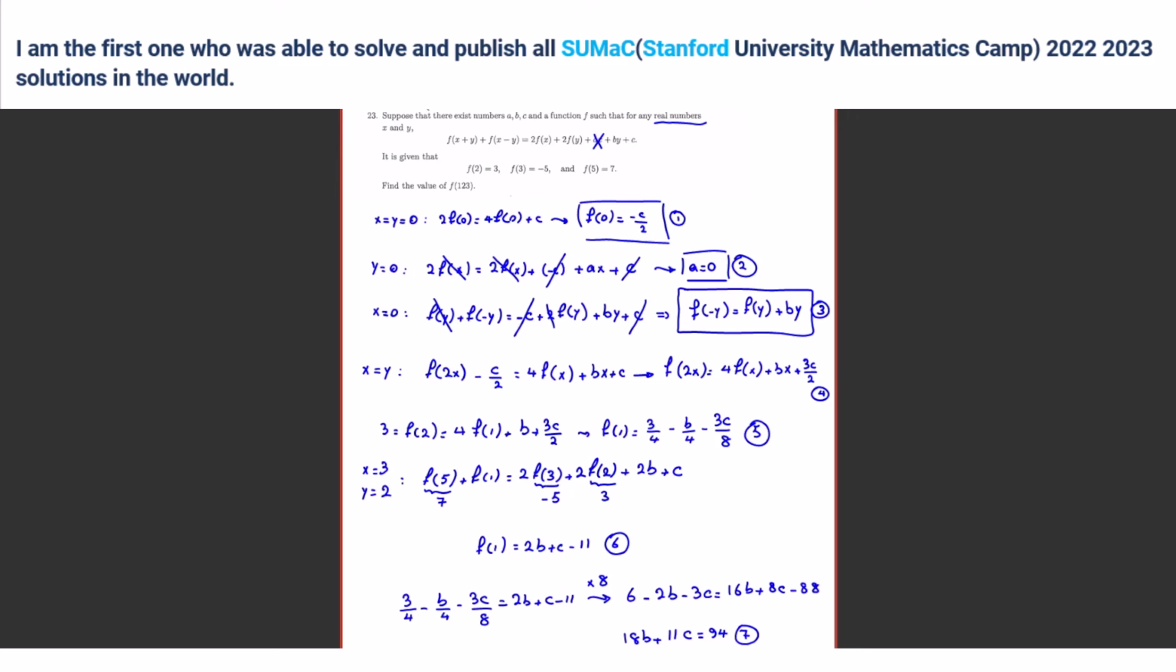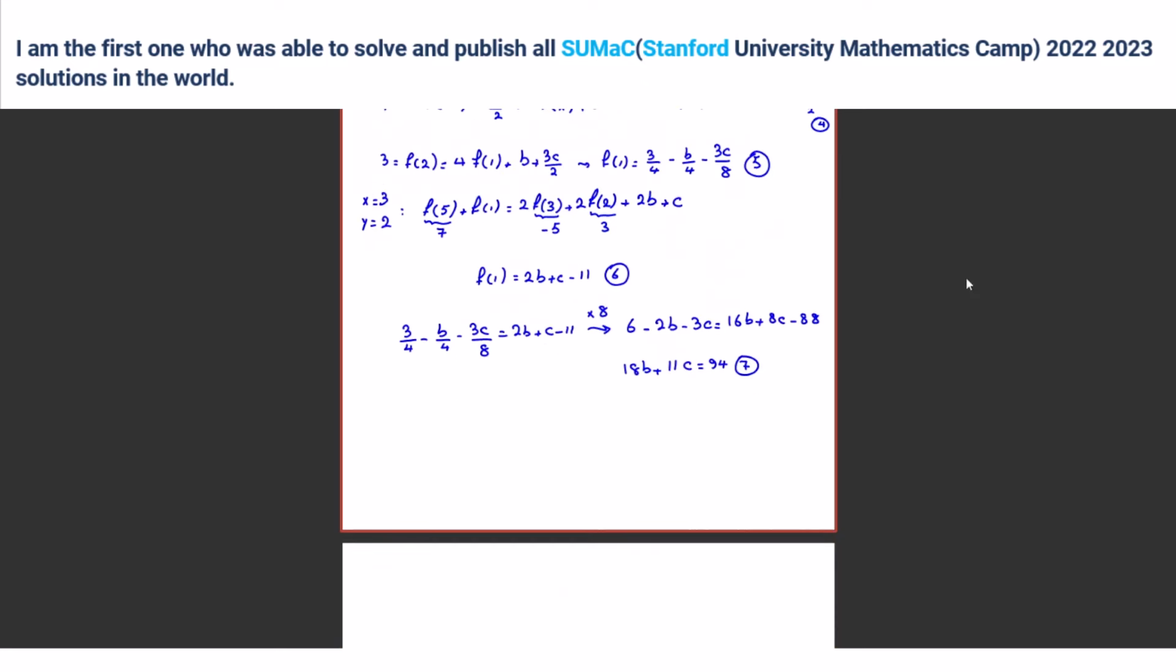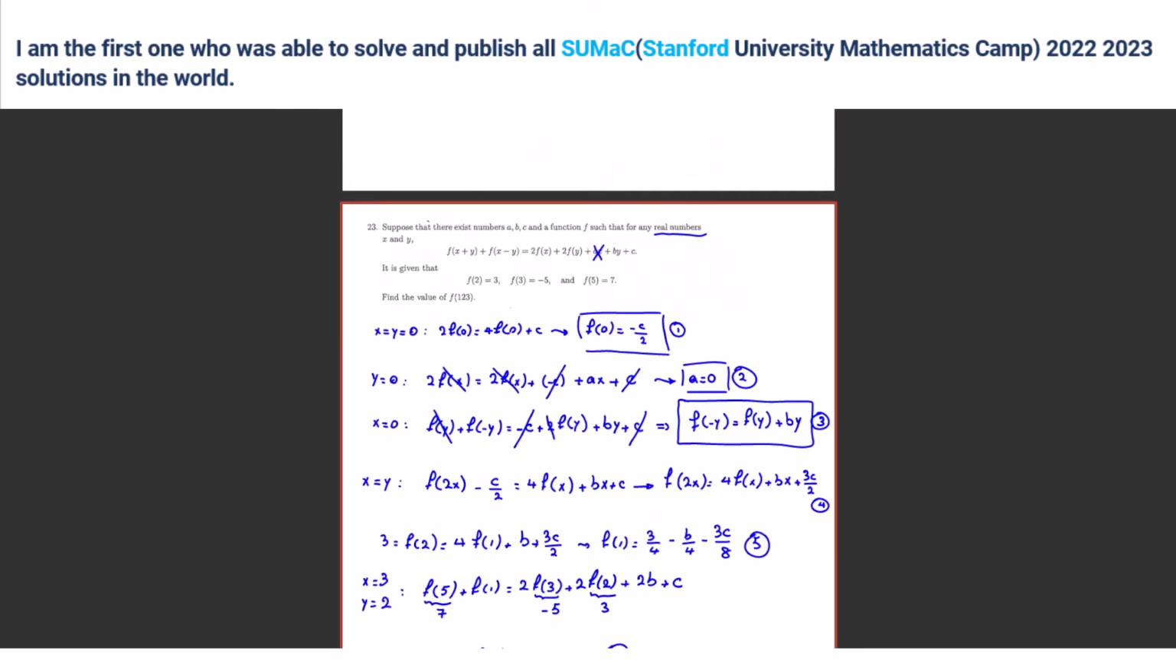Teacher, is it 18b plus 13c equals negative 94? Can you say again? Another equation is what? 18b plus 13c equals negative 94. Okay, let's calculate this. I calculated this in another class and we can reach this. x is 5, y is 3, right?